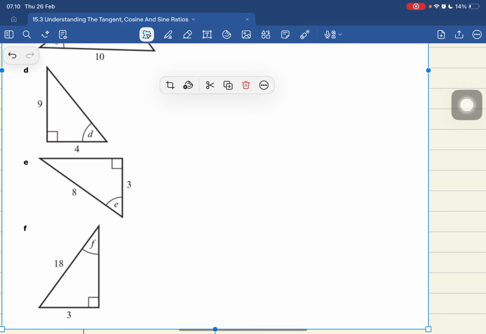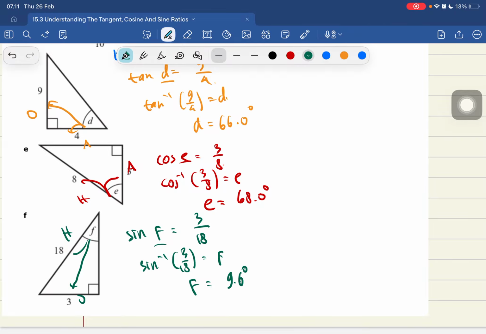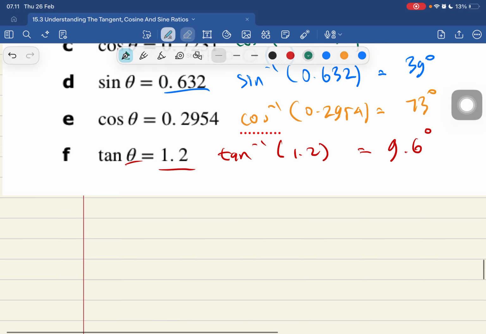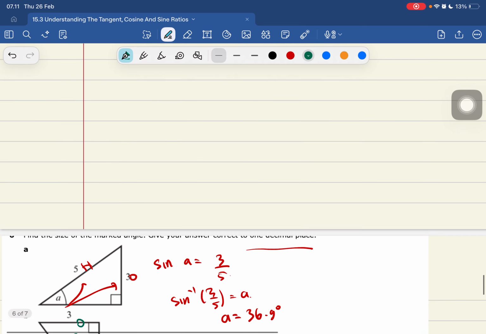Here last, we got opposite and the hypotenuse. So it's going to be sin F equals 3/18. So to get the angle, make it inverse, 3/18 to F. So the angle of F is going to be 9.6 degrees. Yeah, I think that is it. Here, sorry, I just found it. This is not 9.6. It's going to be 50 degrees. Okay, there it is.